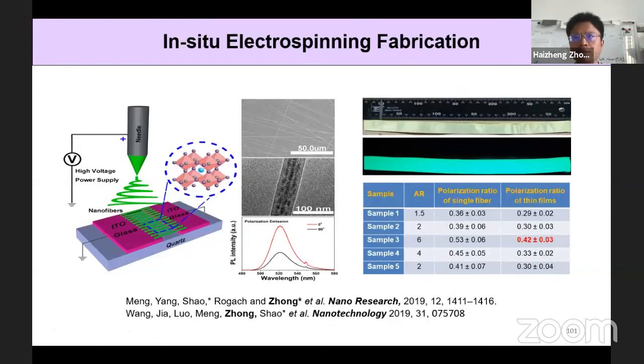And also, the process can be further applied by adapting electrospinning fabrication, and this also gives perovskite nanocrystals with a rod shape inside the polymer nanofibers.